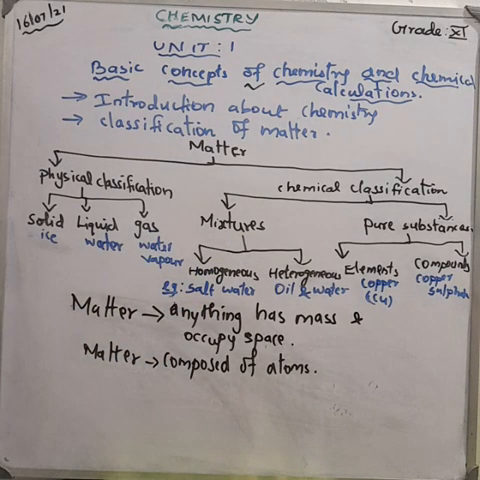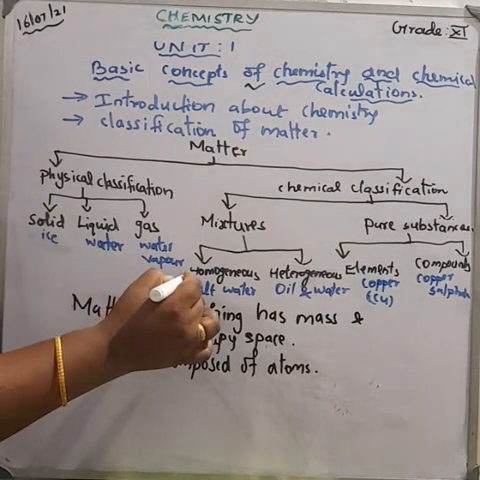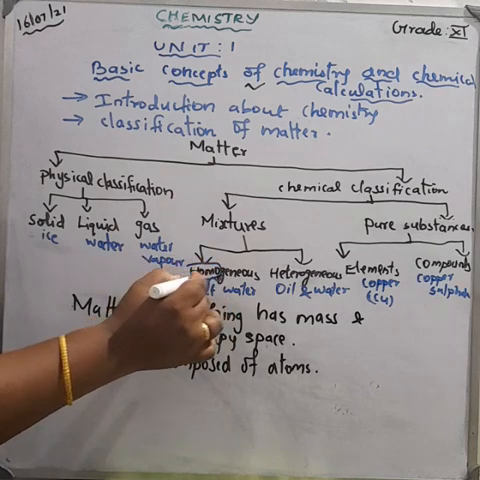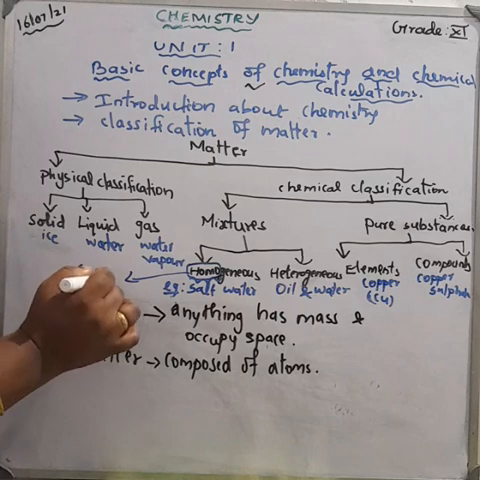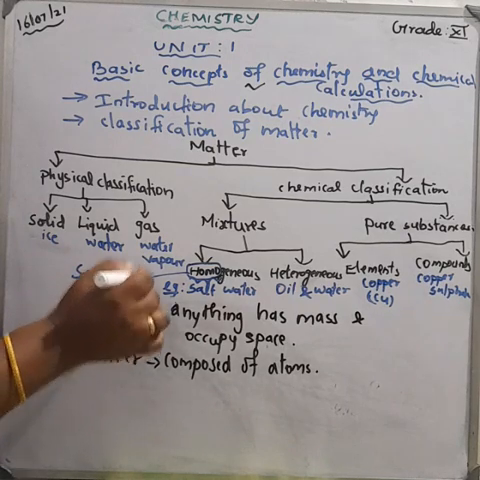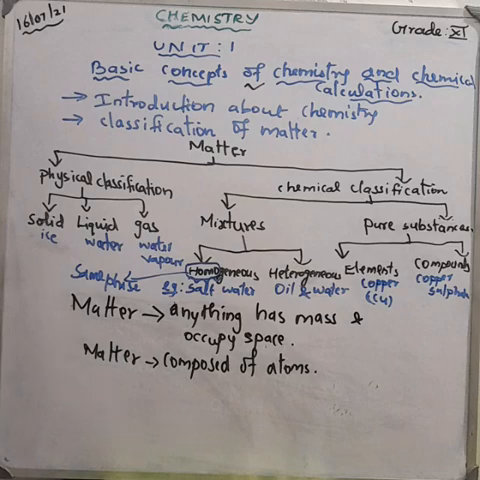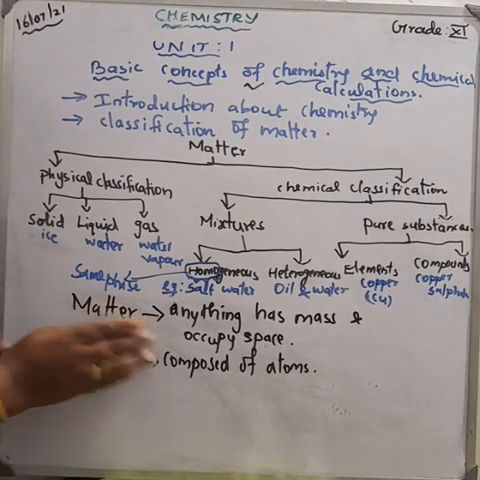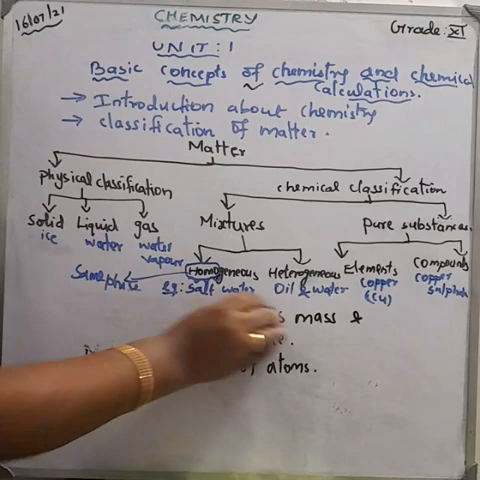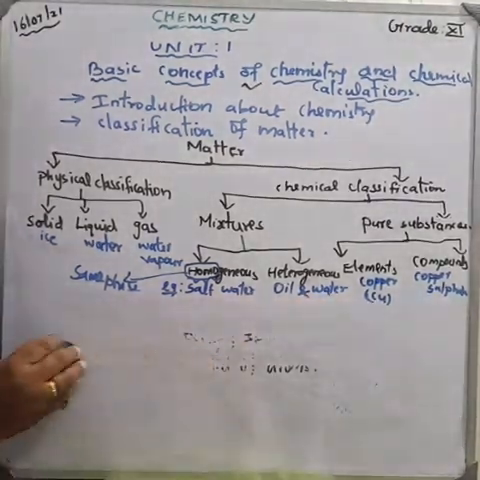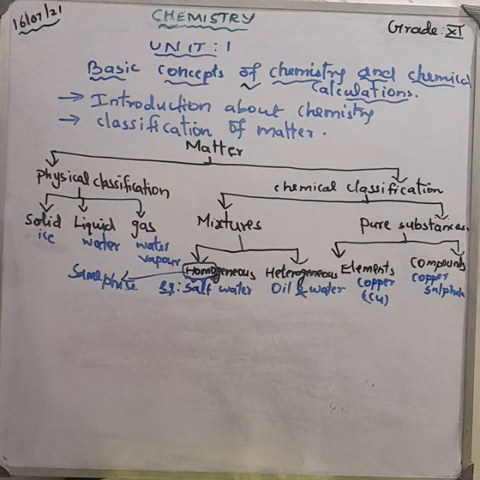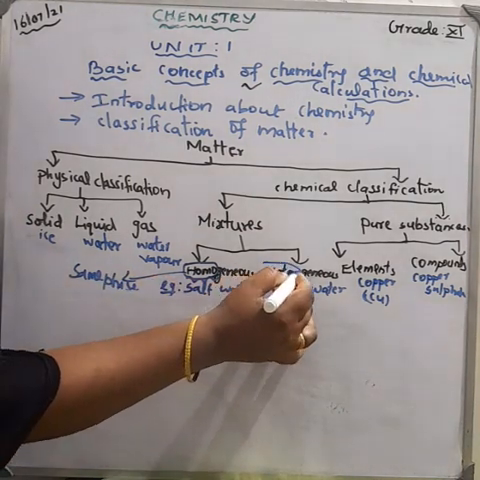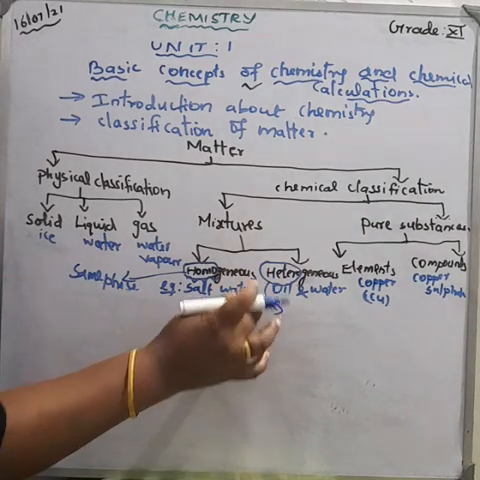What do you mean by homogeneous mixture? Homogeneous mixture means that the compounds are in the same phase. What is an example of a homogeneous mixture? Salt water. When we mix salt with water, we get a homogeneous layer, the same phase. That is homogeneous. Heterogeneous mixture means oil in water. The best example is oil in water.